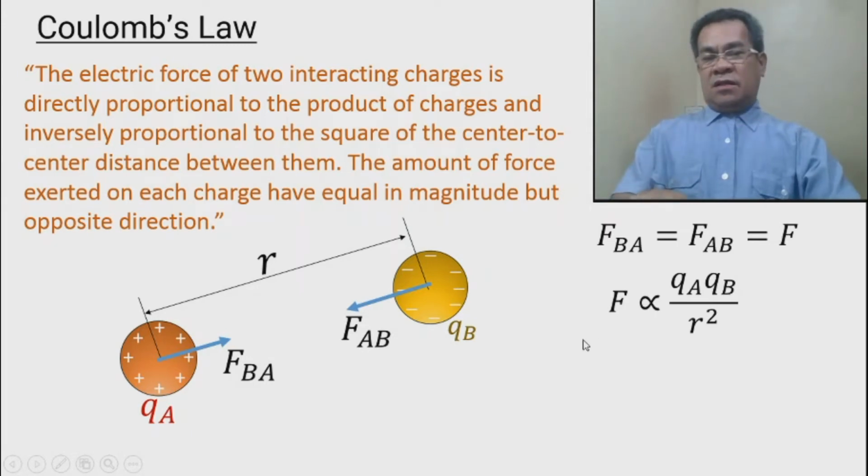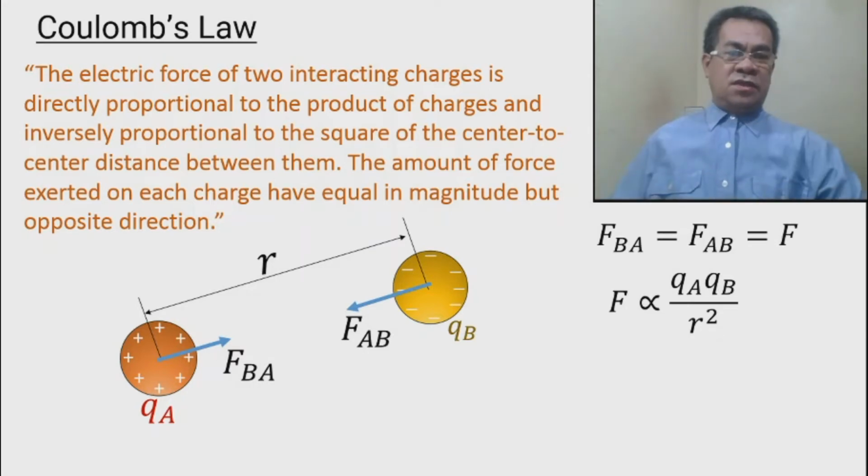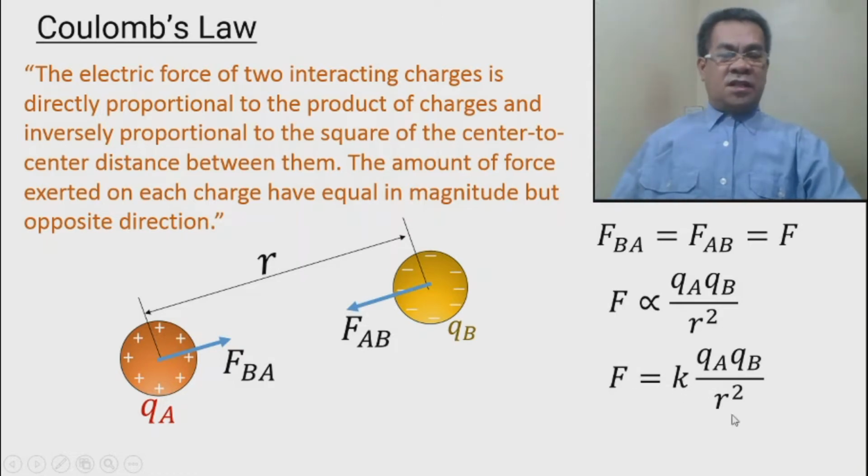But very close to each other, it will provide a maximum or greater amount of force. So therefore, the law says that it is directly proportional to the product but inversely proportional to the square of their center-to-center distance. Now, in order to produce an equation, there must be a sign of equality, so there must be a constant. Let this be equal to K to balance the equation, which means if you multiply by this K, the right member is always equal to the left member.